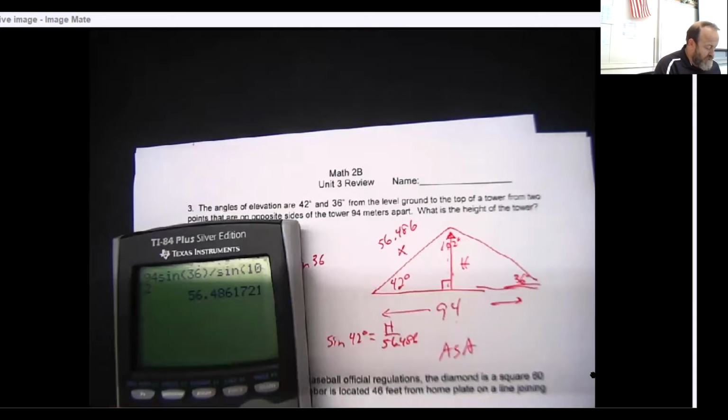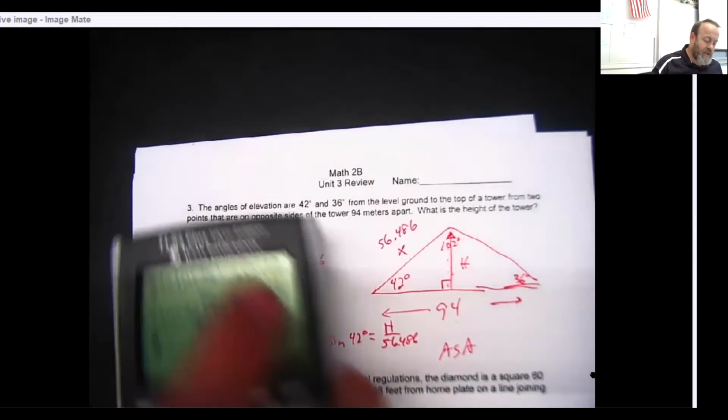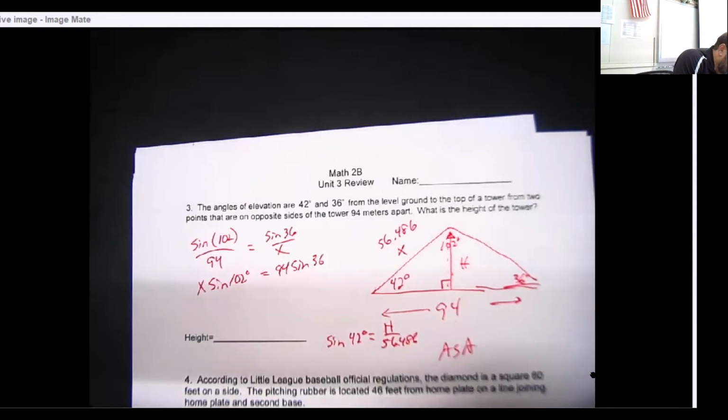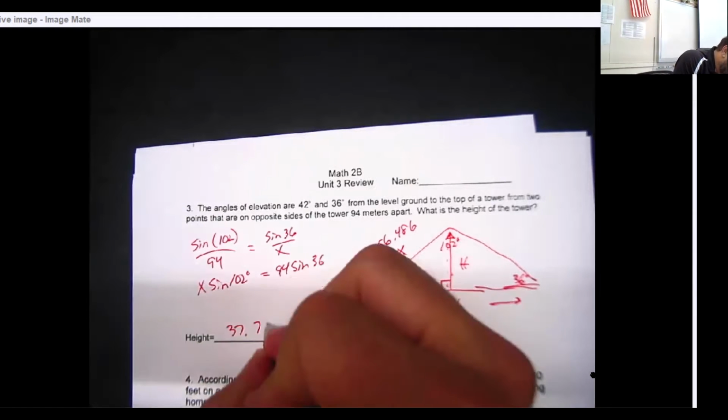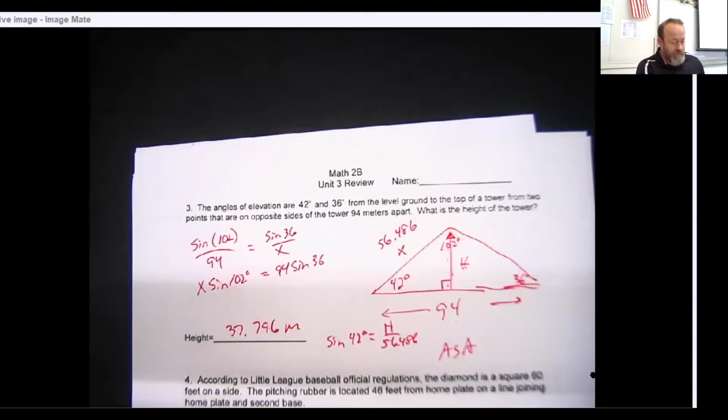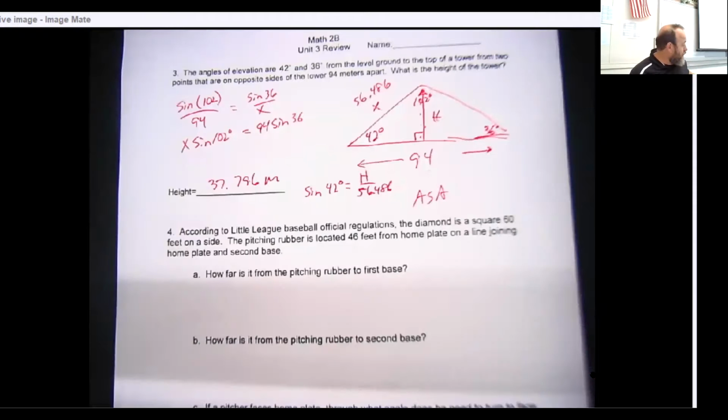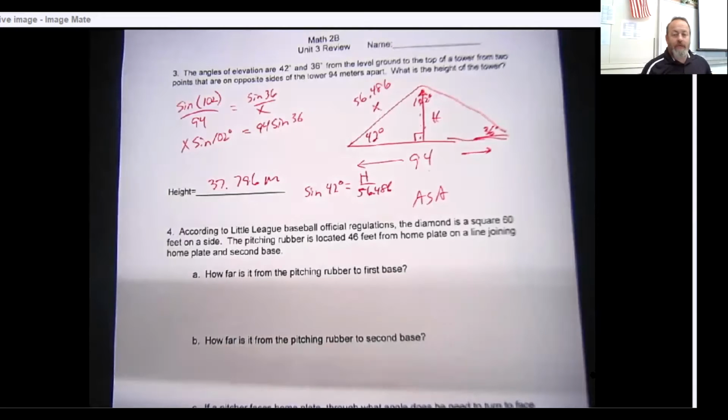So if I just took the sine of 42 right here and multiplied it by this 56 that I already had on my screen, then the height of the tower is 37.796 meters. And we're done.